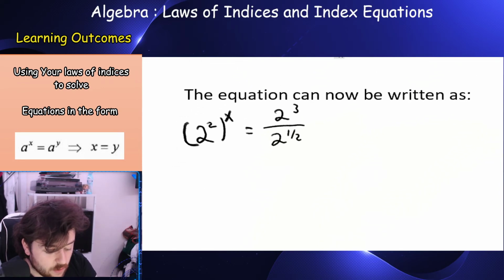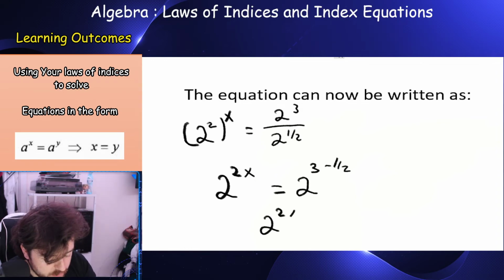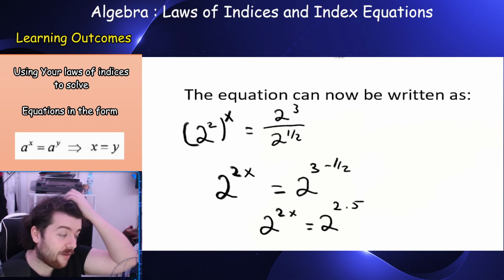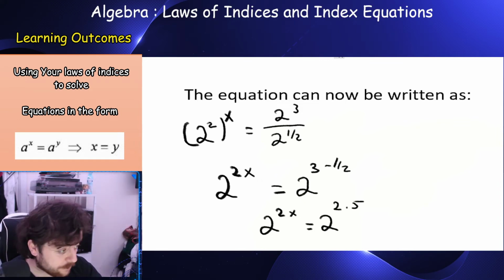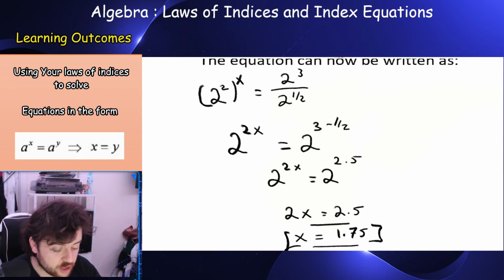All I know is now I have 2 squared to the power of x, a power to a power, I multiply. So it's 2 to the power of 2x. 2 cubed divided by 2 to the power of 1/2 is going to be the same as 2 to the power of 3 minus 1/2. So 2 to the power of 2x equals 2 to the power of 2.5, same thing, different shape, however you want to write it. So I have 2x equals 2.5, x equals 1.75. And you can put that in your calculator to check.